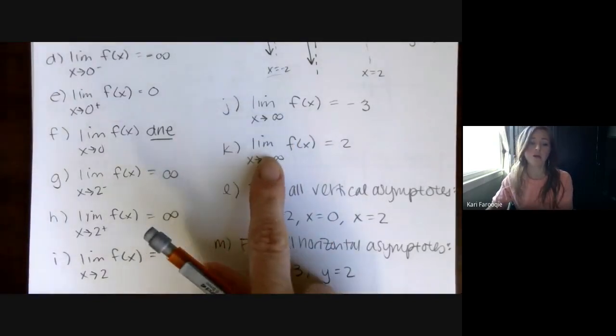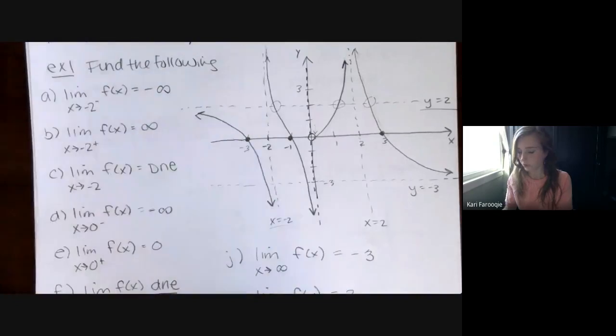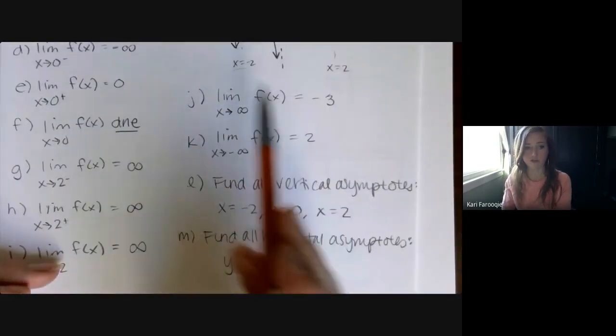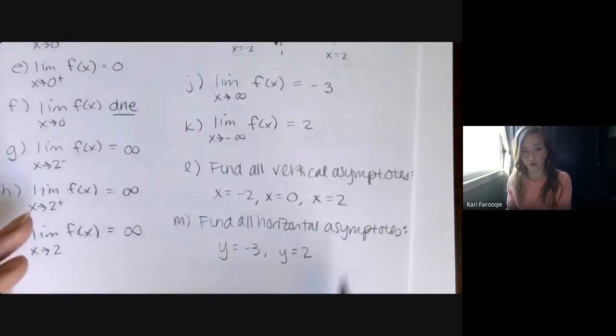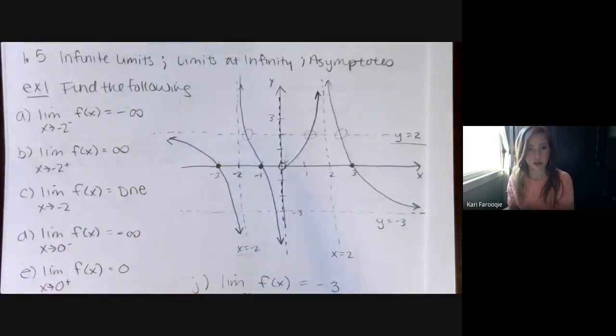Now, limits at infinity are a situation where you're taking the limit as x approaches plus or minus infinity. Whereas infinite limits are more representative of vertical asymptotes, limits at infinity are more representative of a horizontal asymptote. We also briefly discussed vertical and horizontal asymptotes. That's the other piece of this section.